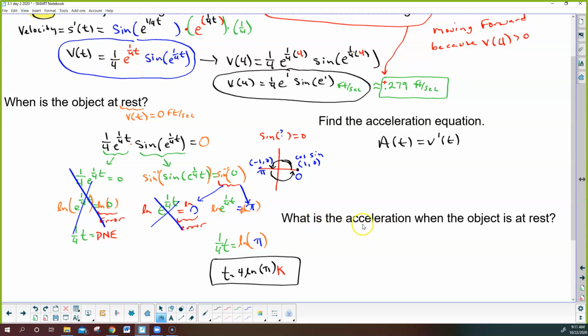And then this last question is, what is the acceleration when the object is at rest? So what we would do is we take our answer from above, and we'd have to plug in when the object is at rest. Well, wait a minute, didn't we just find that? So I like this problem, and I wish we had a lot more time to explore it. You know when the object is at rest. You just found that time. So you would plug that answer into the equation that you got for acceleration.